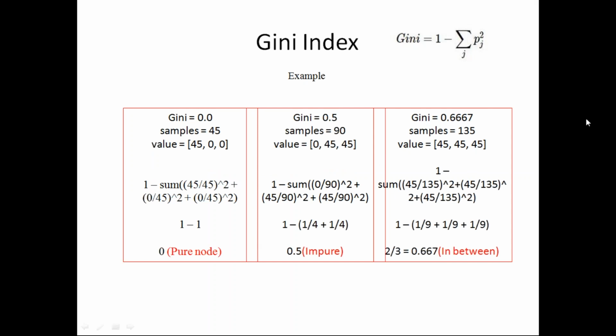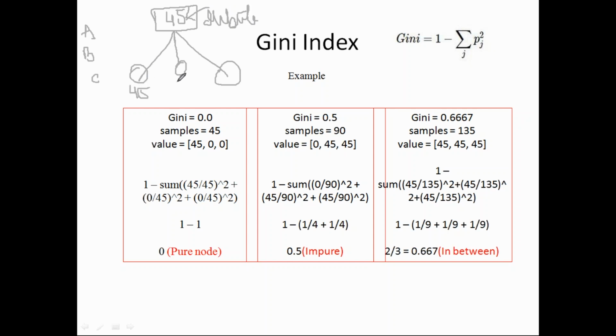What I am trying to say here is, just try to understand. Suppose you have 45 data points at the root node, and you have three classes A, B, and C. Just take an example: when you split this tree based on some attribute, this one got 45, this one got 0, and this one got 0. This is A, this is B, this is C.